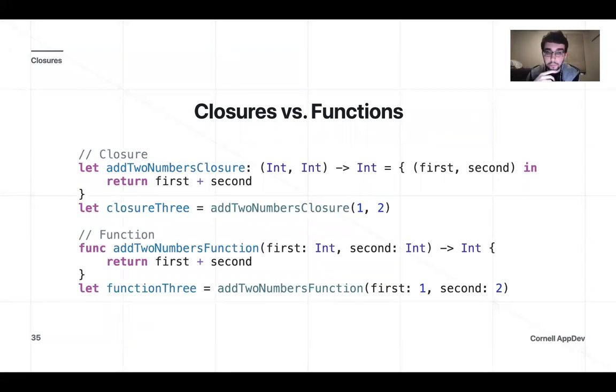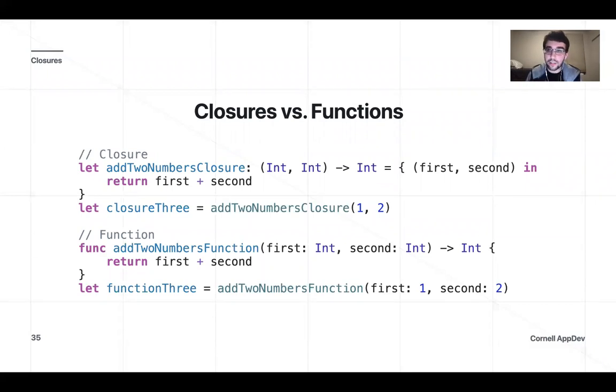For the closure, if you look at the first one, you don't specify parameter names. You have an Int, comma, Int in parentheses, and then there's an arrow, just like with functions, and an Int. So this is the type of the closure. It's going to be some closure that takes in 2 parameters. As you can see, the closure also has the braces. And the parameters are first and second in there. And then you have an in keyword and then return first plus second. So it looks very similar to a function.